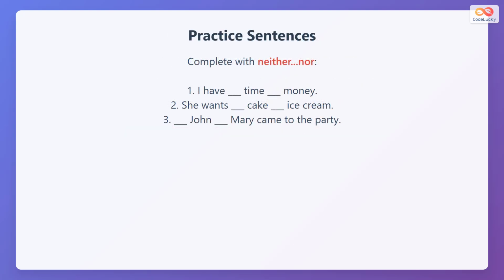Try these practice sentences by filling in the blanks with neither nor. For example, I have neither time nor money. She wants neither cake nor ice cream. Neither John nor Mary came to the party. Practice helps to remember the correct structure and use.